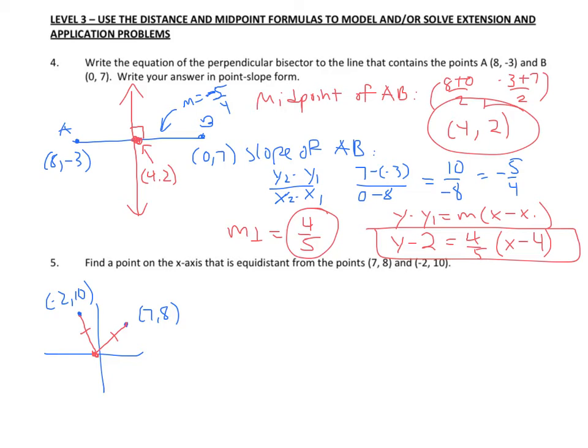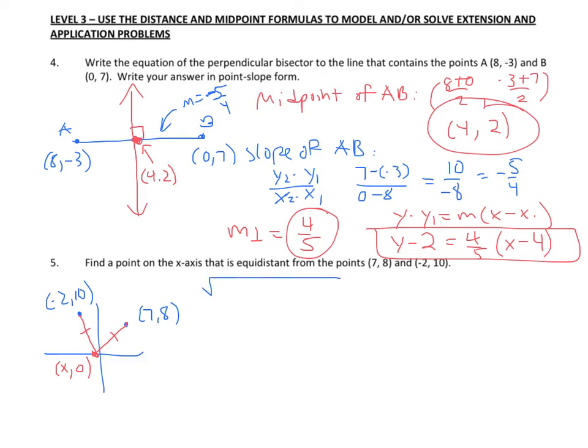Now, for the coordinates of that point on the x-axis, I don't know the x-coordinate, but I do know the y-coordinate of every point on the x-axis. Anytime you have a point on the x-axis, it has a y-coordinate of 0. So there's some x value we don't know, but the y-coordinate is 0. So what I want is the distance from the point -2, 10 to x, comma 0 to equal the distance from 7, 8 to x, comma 0. So I set up an equation using 2 distance formulas.